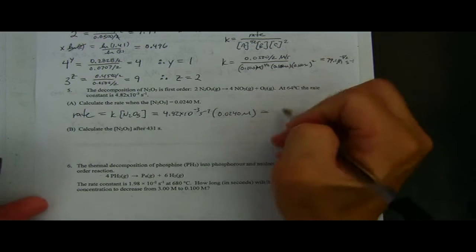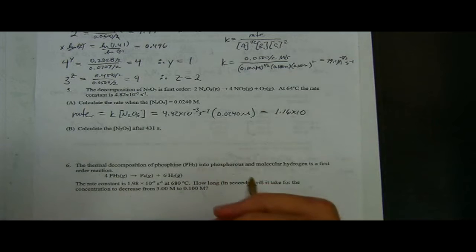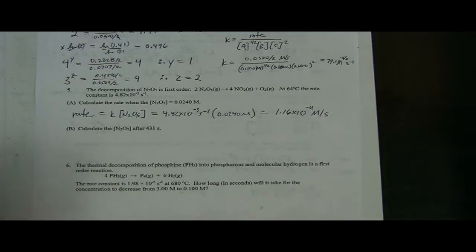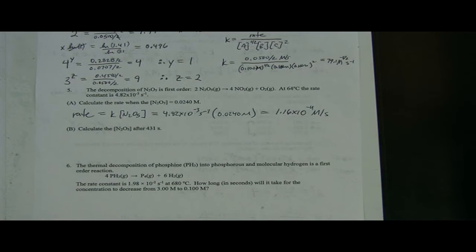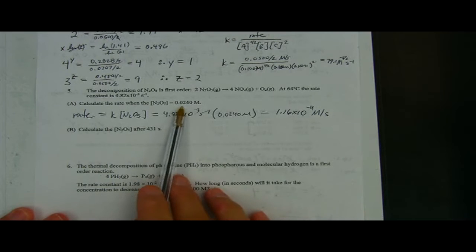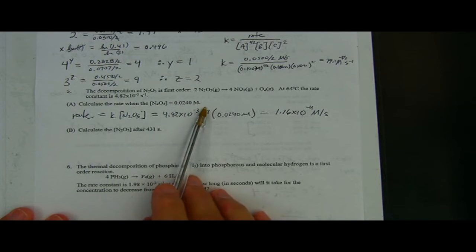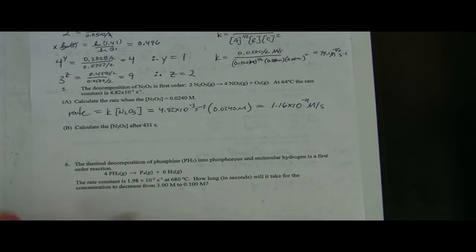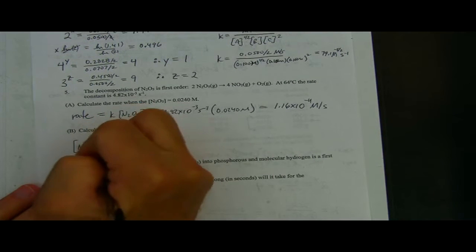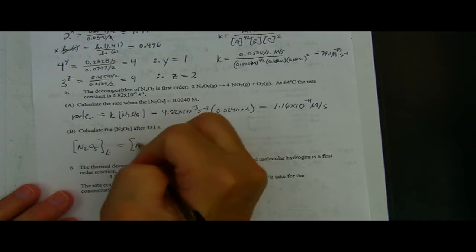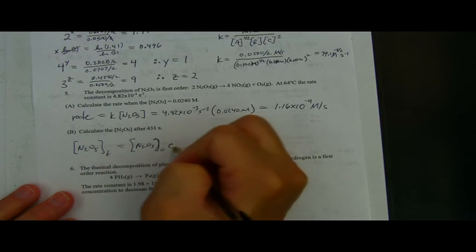1.16, that's good to 3 significant digits, times 10 to the minus 4 moles per liter per second. All right, so now we want to know what the concentration will be 431 seconds later. We know we're starting with 0.0240 molar, but we want to know what it is into the future, 481 seconds later. How do I calculate that? Is that A of t equals A0 e to the negative kt? That is correct. So we would take e to the minus kt.